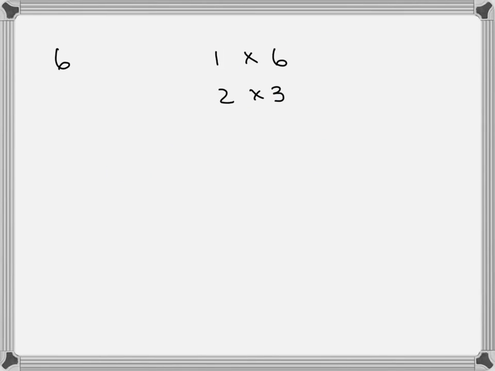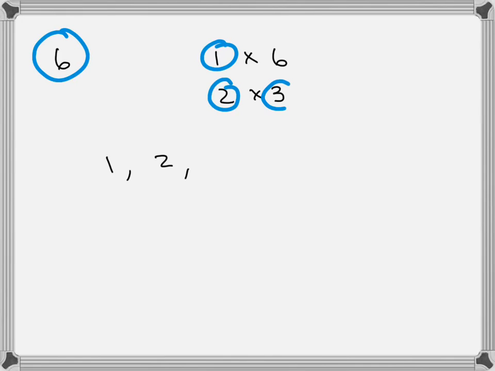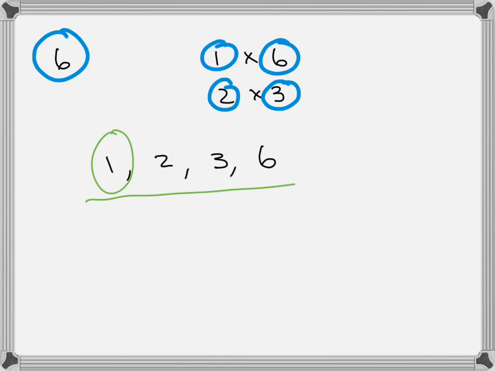Let's look at the next one. So we're going to do number 6 now. We have 1 times 6 and 2 times 3, because we know our times tables. So our factors of 6 are 1, I'm going to write a 1 down, 2, write a 2 down, 3, we write our 3 down, and 6. So we're going to write our 6 down. So here are the factors of 6. They are 1, 2, 3, and 6 in order from smallest to biggest.